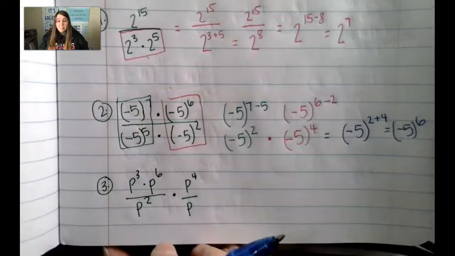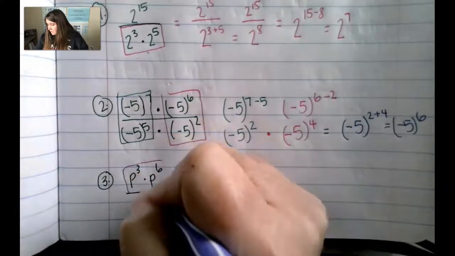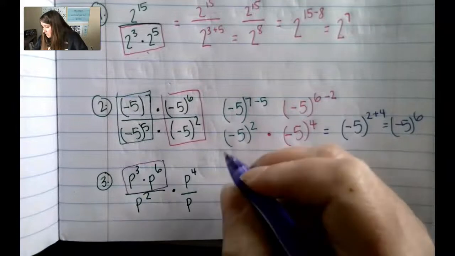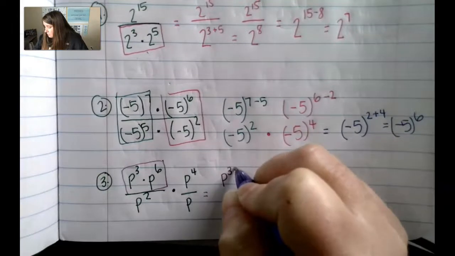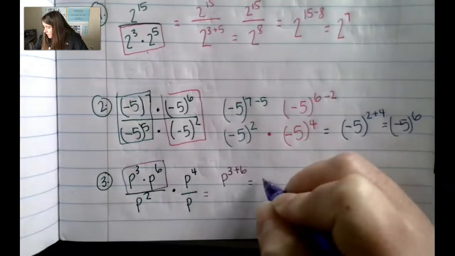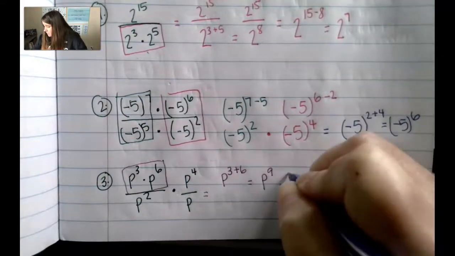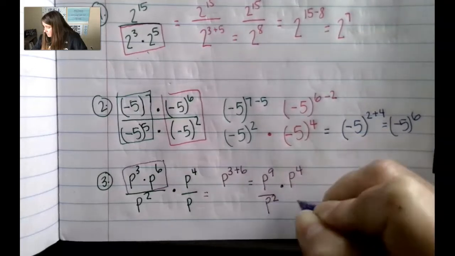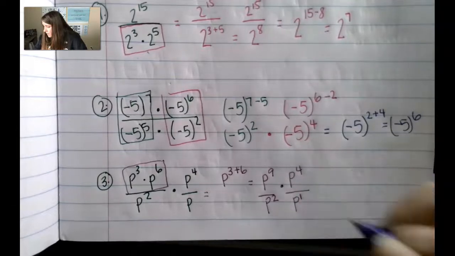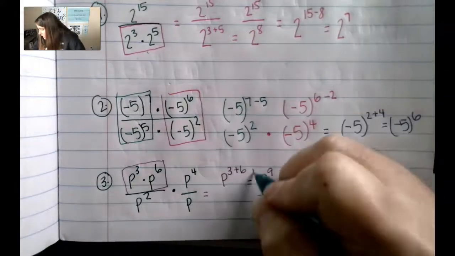All right, and then our bonus example here has us doing a couple different things. So let's start here first with this multiplication. Multiplication means to add exponents. So we have P3 plus 6, or we have P to the 9th power times P to the 4th. We're divided by P squared and P1. All right, now we have some division. So let's go ahead and subtract these.